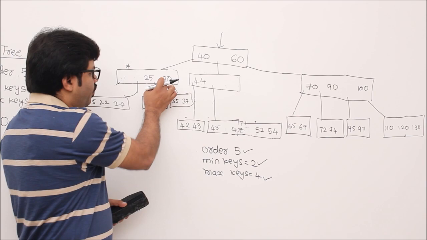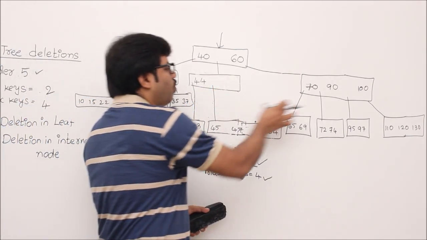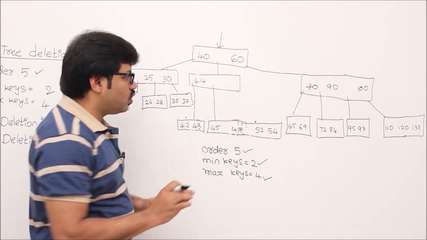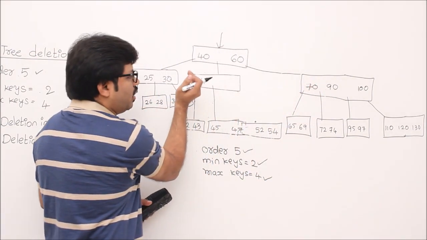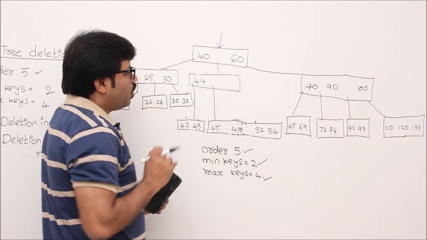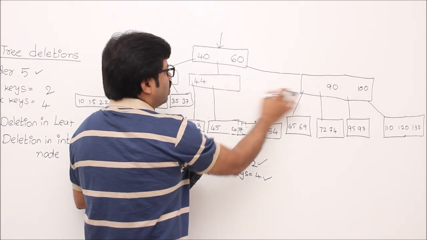So borrow from the left sibling, but the left sibling doesn't have sufficient keys. Then try to borrow from the right subtree. When you borrow from the right subtree, you should be careful. 70. Whenever you want to move 70 to this side, all the children also have to be moved. Correct? So I am going to plan it. What we do is we delete 70 and we keep 70 here.